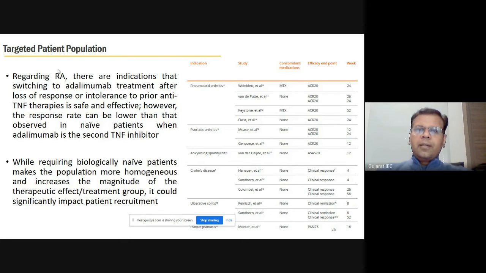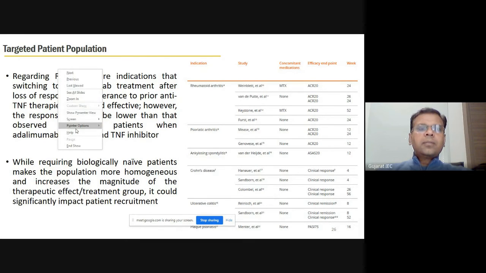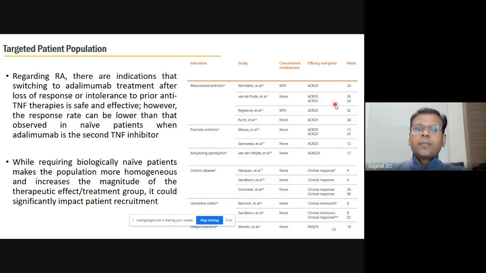there are different efficacy analyses. So you could see that there are different efficacy endpoints like ACR20, which is regarded as one of the efficacy endpoints. There are concomitant medications like methotrexate, as we saw. Some of them they are allowing, some of them are not allowing. The treatment duration is different.